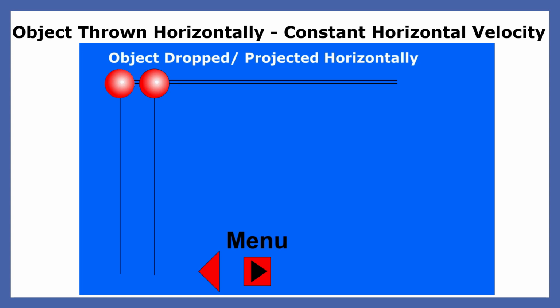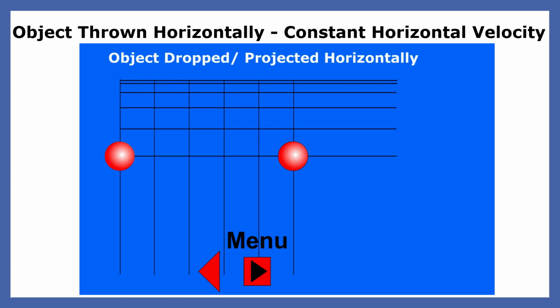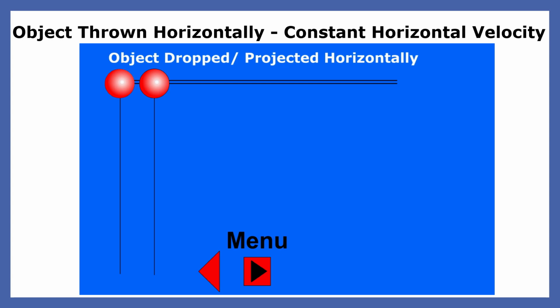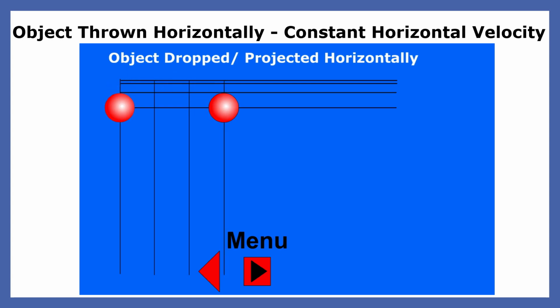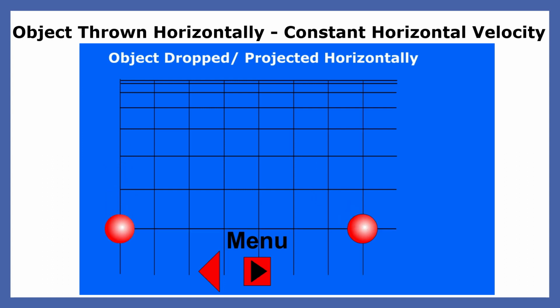Now that we've established that an object thrown horizontally has two velocities, horizontal and vertical, let's look at the physics of just one of those velocities, the horizontal. In the absence of air friction, the horizontal velocity of a sphere thrown horizontally is constant after it leaves the thrower's hand and before it hits the ground.